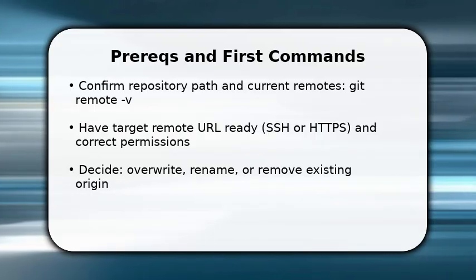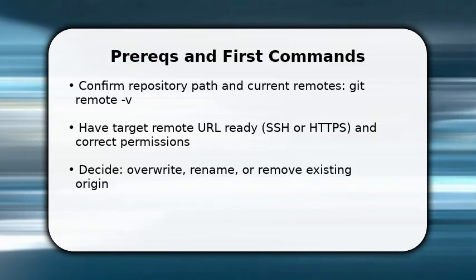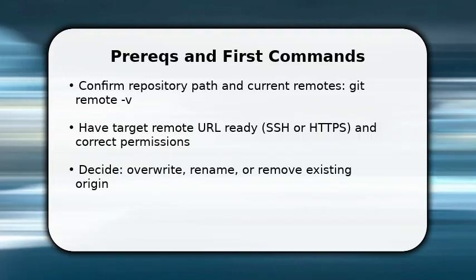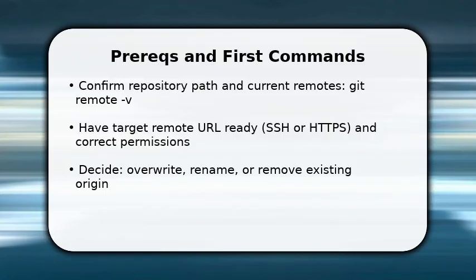Next, decide whether to remove, rename, or update the existing origin. This choice controls safety versus speed. If you need to preserve the old remote, rename it now. If you want a fresh origin, prepare to delete and re-add. Make sure your working tree has no outstanding commits you might lose.